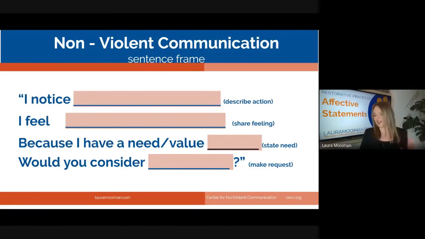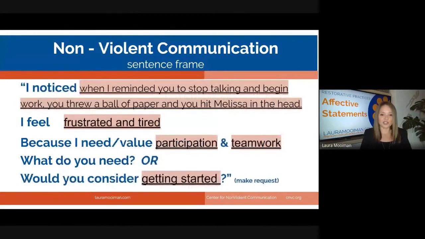So let me play it out a couple of times here. Okay, John, I noticed when I reminded you to stop talking and begin work, you threw a ball of paper and you hit Melissa in the head. I feel frustrated and I feel tired because I need participation and teamwork. And I could say, what do you need? Or would you consider getting started? And you might find out, he needs a pencil, right? You don't know. So sometimes it's nice to ask.